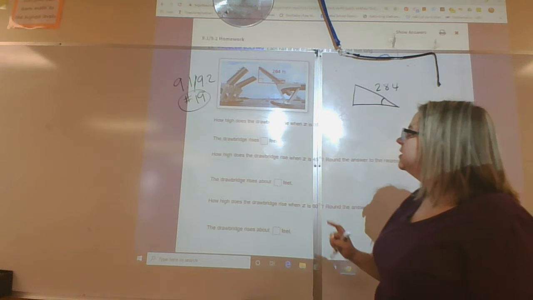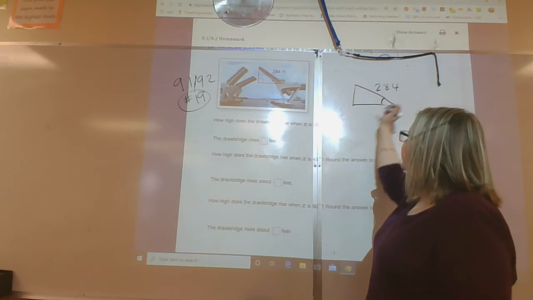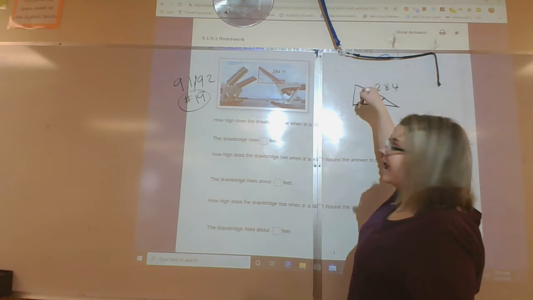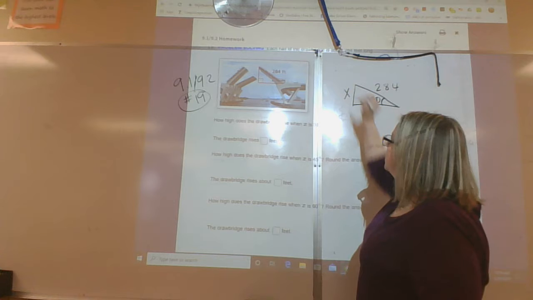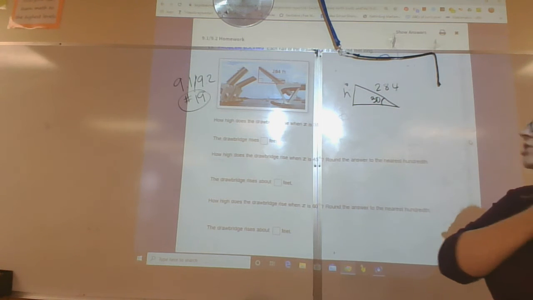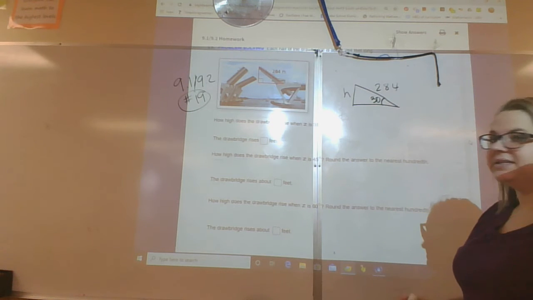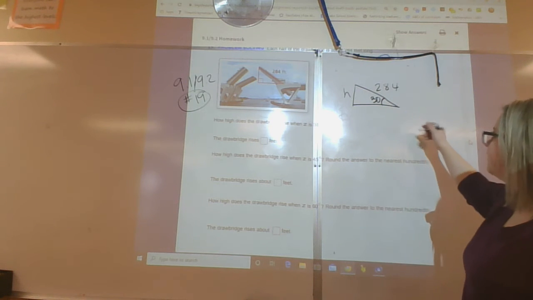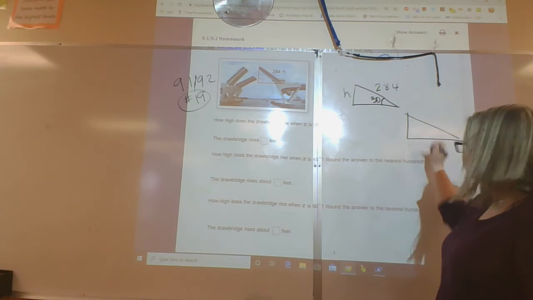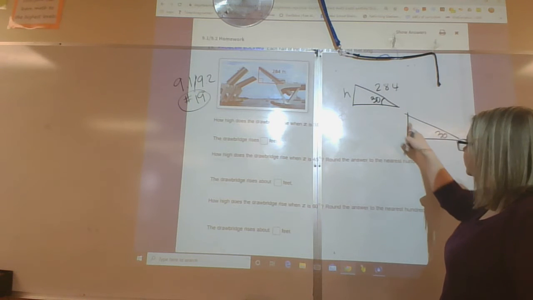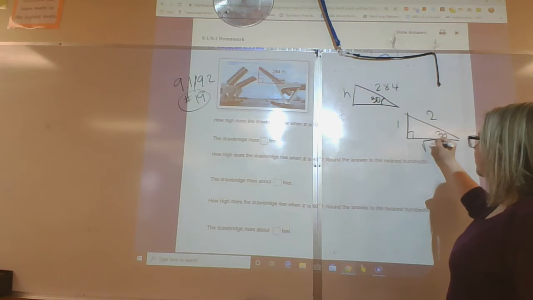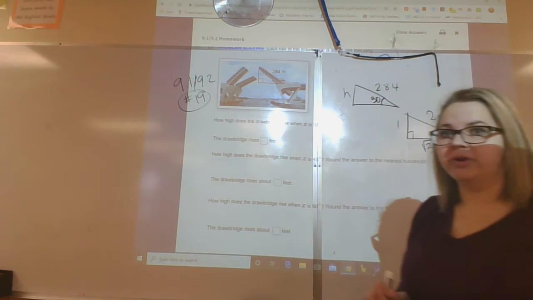So it says, how high does this drawbridge raise when x is equal to 30? So this angle is 30, and we want to know the height. Here's my height here, so I'm going to name it h. How high does it raise? Well, I know I have 30, we've done 30, 60, 90-degree triangles. So if this is my 30 degrees here, my shortest side is 1. My hypotenuse is always 2, and my side close to my 30 degrees is square root 3.